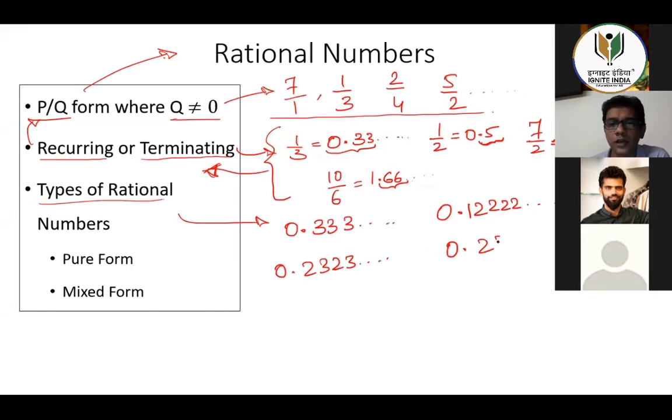0.232323, they are also rational numbers, whereas 0.23454545, this is also rational. What is the difference between the four of them that you see? You will see that on the left-hand side, after the decimal point, every set of digits is repeating. Whereas on the right-hand side, post the decimal point, there is a digit which is not repeating, and the rest of the digits are following a pattern.